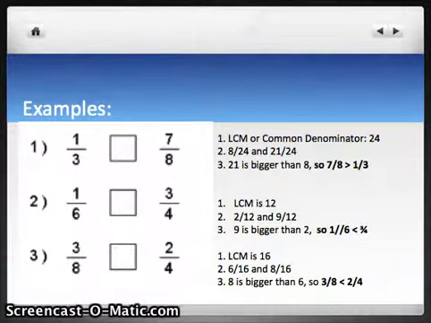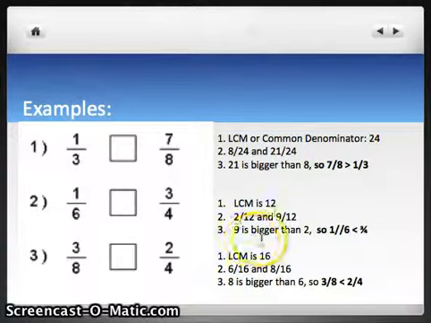Some examples: 1/3 and 7/8. Step 1, I found the least common multiple, or the common denominator, of 3 and 8 is 24. So I converted those to 8/24 and 21/24. 21 is bigger than 8, so 7/8 is greater than 1/3.